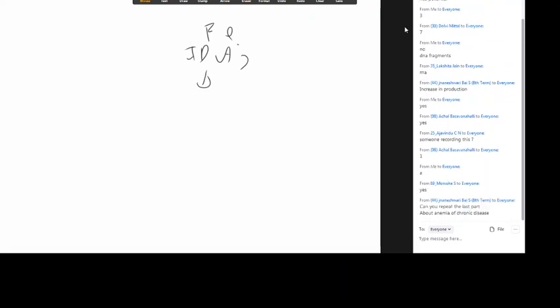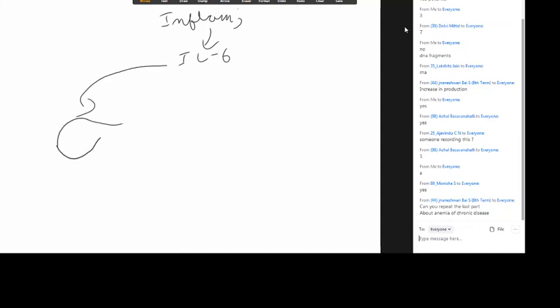Anemia of chronic disease, okay. In anemia of chronic disease, what happens is you have inflammation. Since you have inflammation, you will have inflammatory cytokines. One of those is interleukin 6. The job of interleukin 6 is to go to your liver and stimulate the production of this peptide called hepcidin.